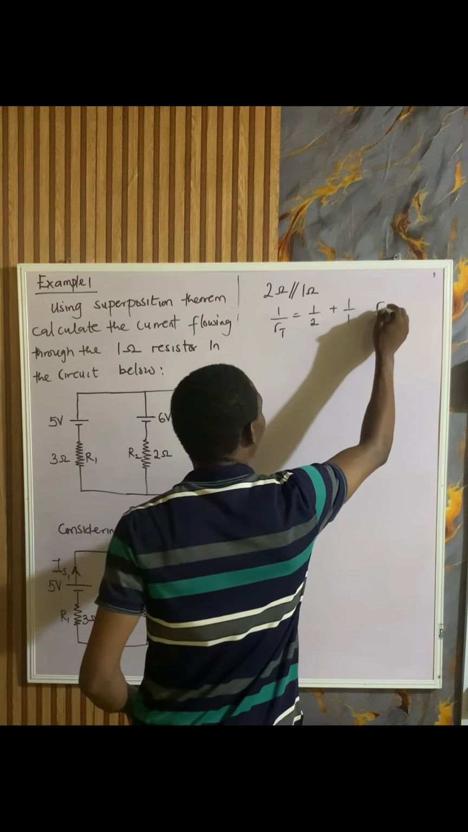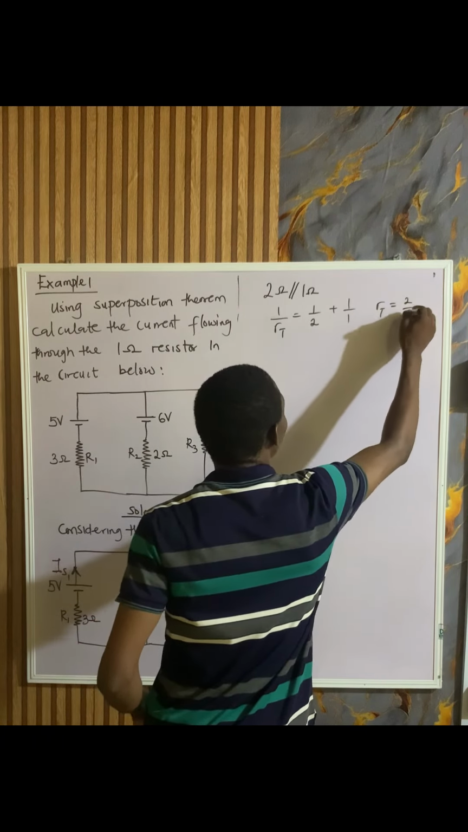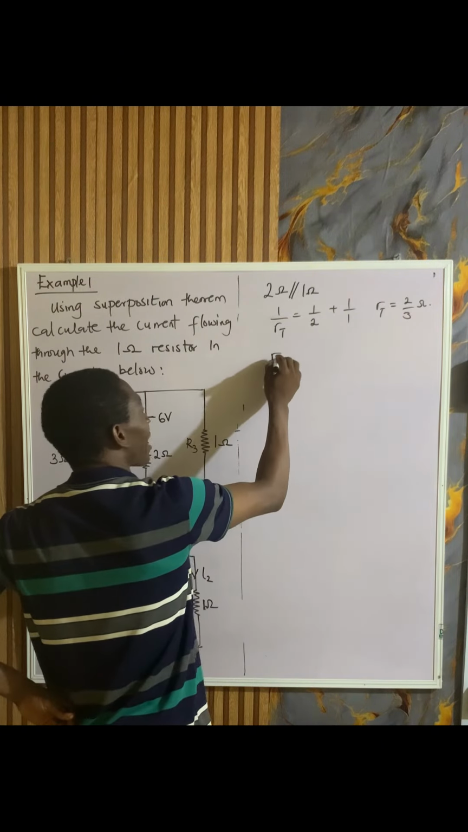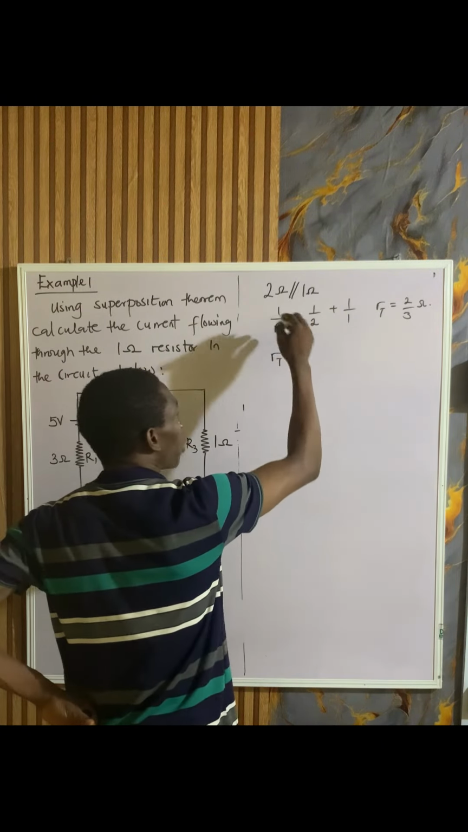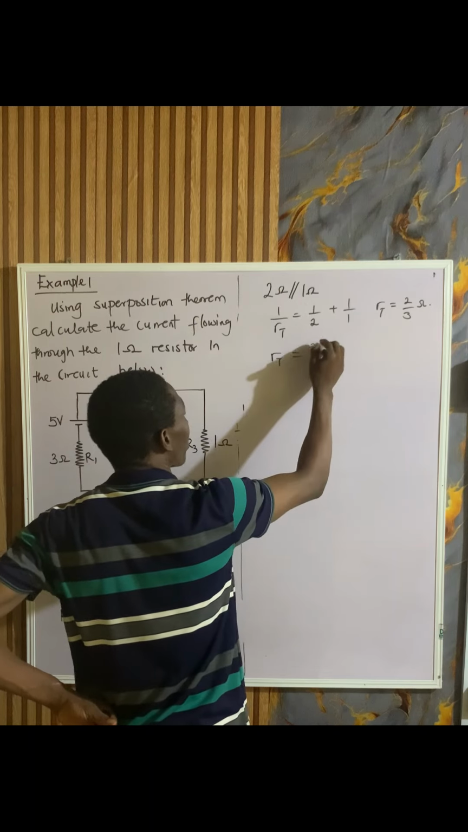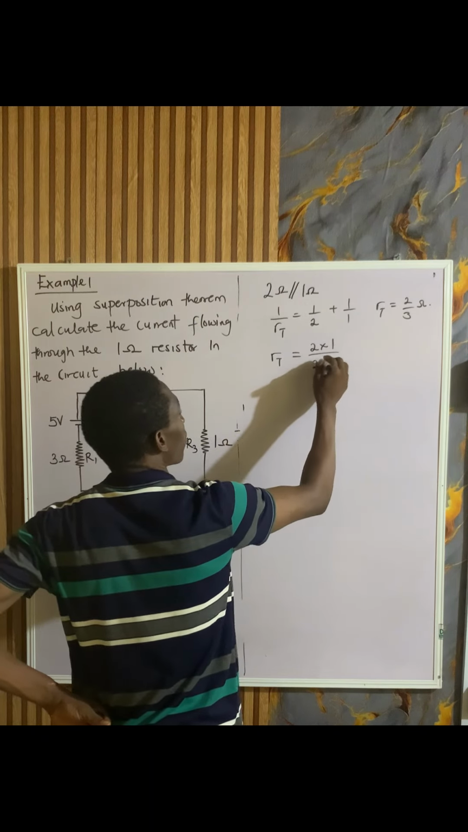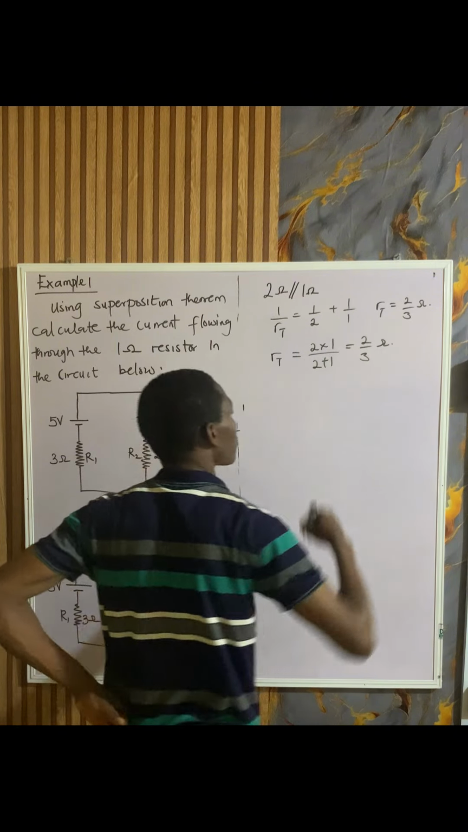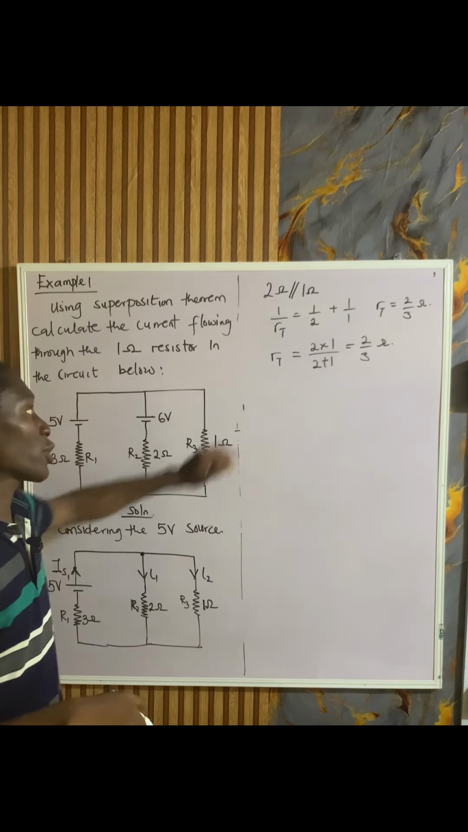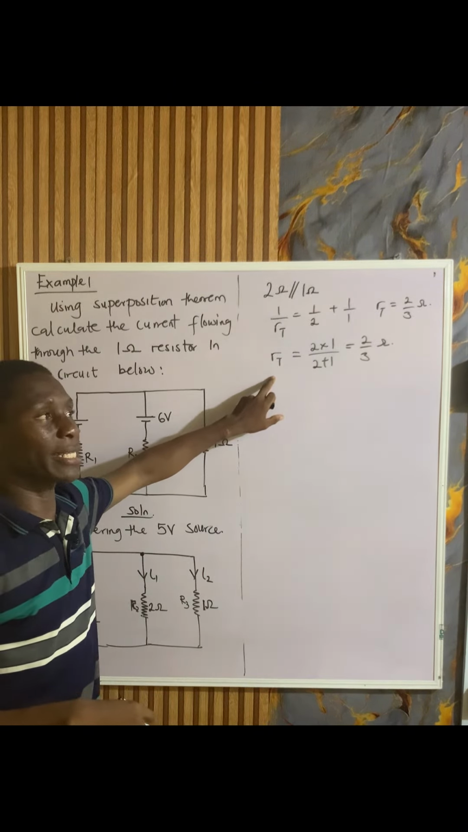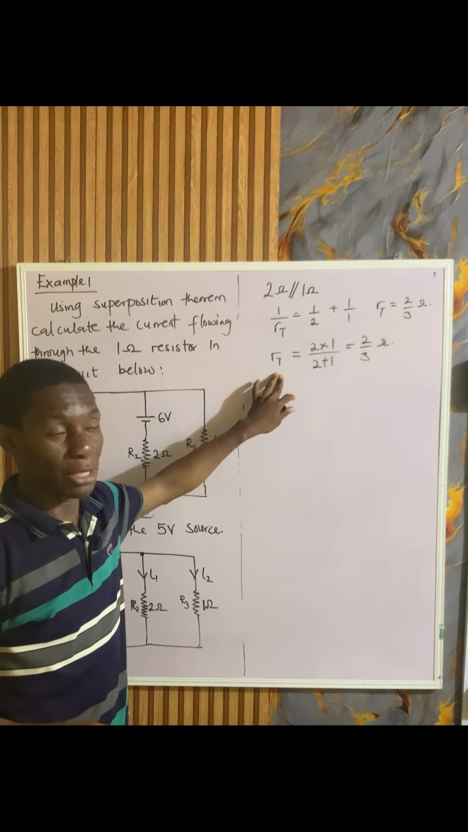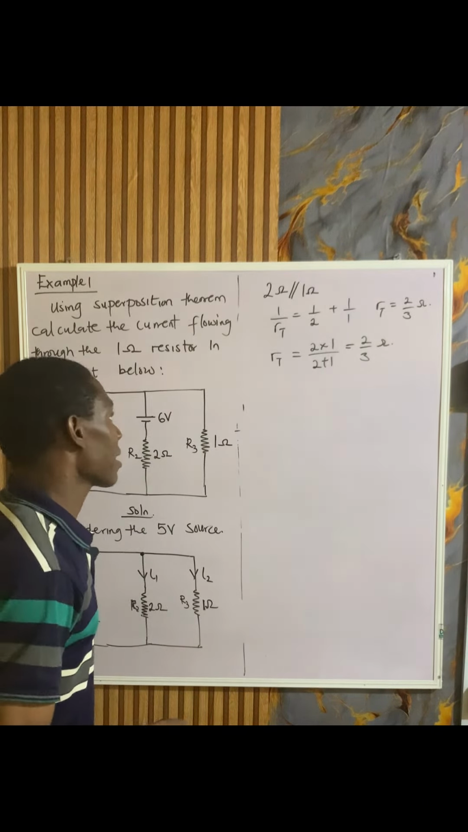Actually, your R total should be 2 over 3 ohms. But I have a fast way of doing it. I will just say the total resistance of these two will be product over sum. Their product is 2 times 1 and their sum is 2 plus 1, and that will give you 2 over 3 ohms. This quick method of getting total resistance of parallel resistors is only for 2 resistors, so please take note.